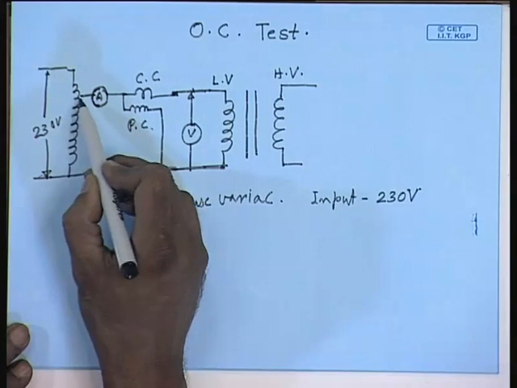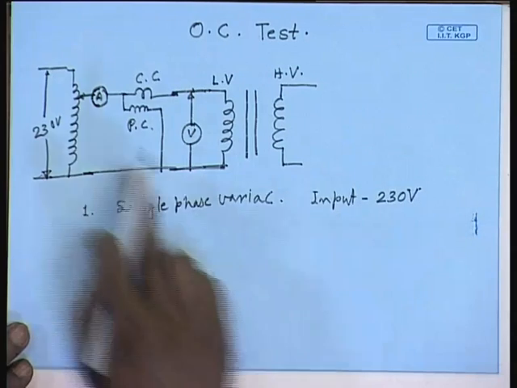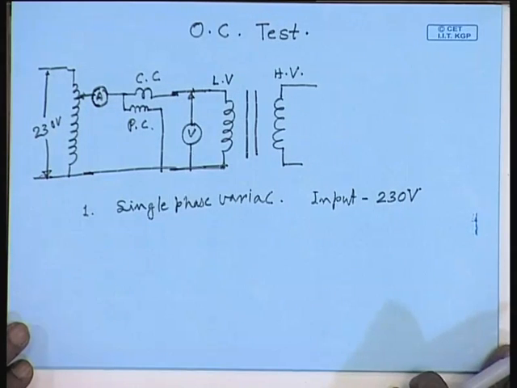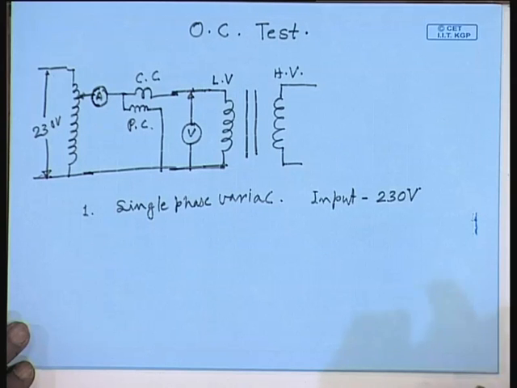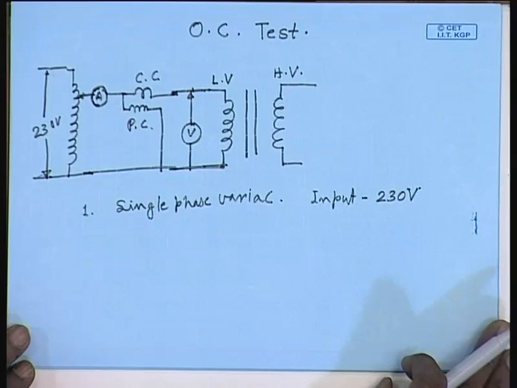The current drawn from this variac will be the no load current of the transformer, which is very small. On the LV side, the rated current itself is 20 ampere. The no load current of a transformer will be around 5% of that. So, the no load current will be within 1 ampere. So, even a variac that can give 1 ampere output current should be sufficient for this test.